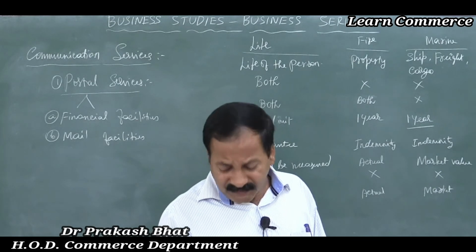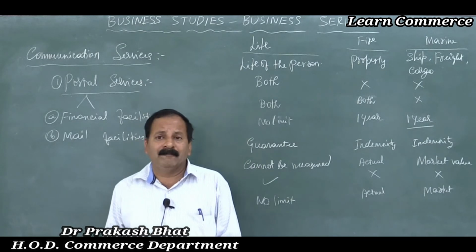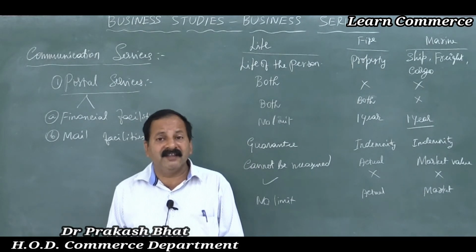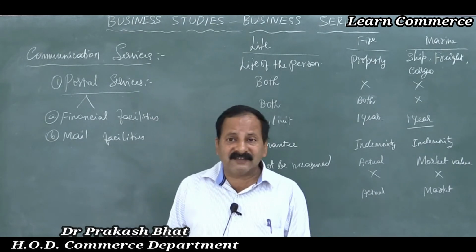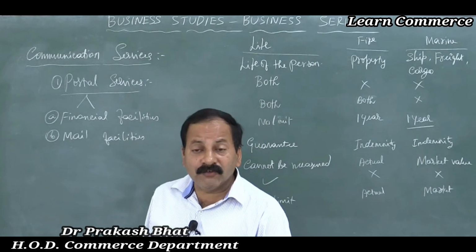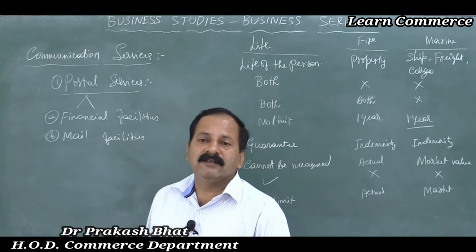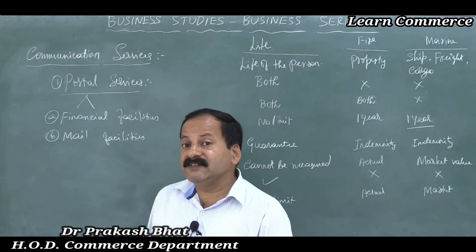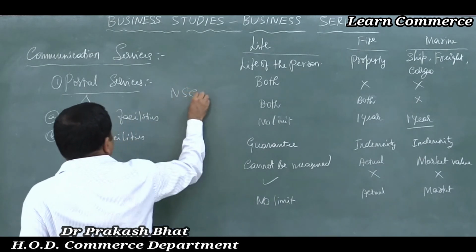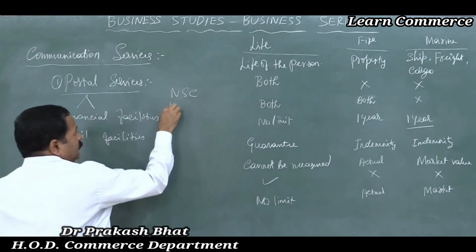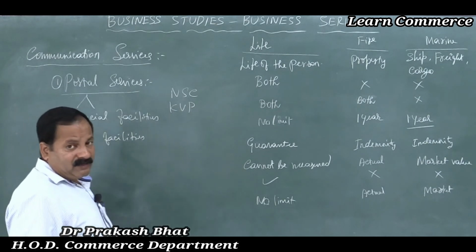What do you mean by financial facilities? Different types of accounts that are operated. Nowadays, post offices are providing SB accounts, they are providing ATM counters, isn't it? Like banks, they accept deposits, they issue different types of bonds like Kisan Vikas Patra, KVP, isn't it? Then National Savings Certificates, NSC, National Savings Certificate, KVP, Kisan Vikas Patra, isn't it?